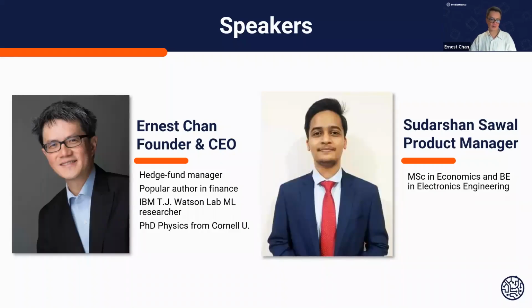For those who don't know me, I'm Ernie Chan. I'm the founder and CEO of PredictNow.ai, which is a firm that applies machine learning to finance and trading. I have been a hedge fund manager for the last 10 years at QTS Capital and have written a number of books on quantitative trading. I started my career as a machine learning researcher at IBM T.J. Watson Research Center and later on at the Morgan Stanley AI and Data Mining group. Before that, I actually was a physicist. I received my PhD from Cornell in physics.